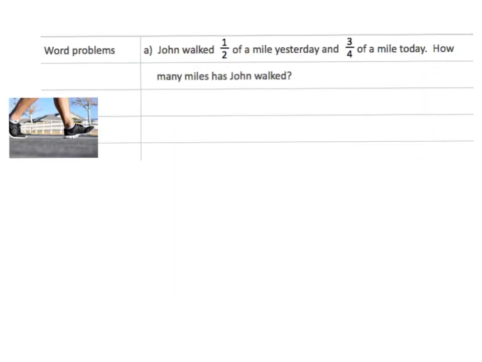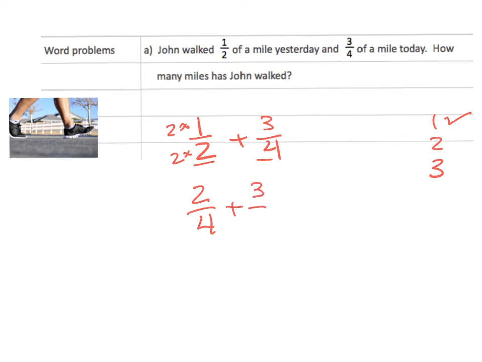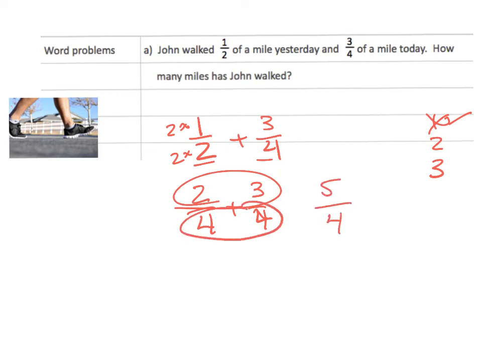Let's do a word problem. Word problem is pretty much the exact same thing as what we've been doing. John walked a half of a mile yesterday and 3/4 of a mile today. How many miles has John walked? So we're going to add these two together. 1/2 plus 3/4. 3 steps because they're only fractions. So step 1, common denominator and equivalent fractions. Between 2 and 4, it's going to be 4. So times 2, that gives me 2/4 plus 3/4. There's step 1. Step 2, add, which gives me 5, stays the same, which gives me 4.